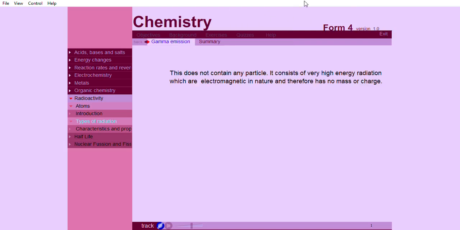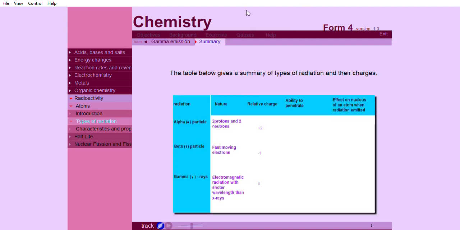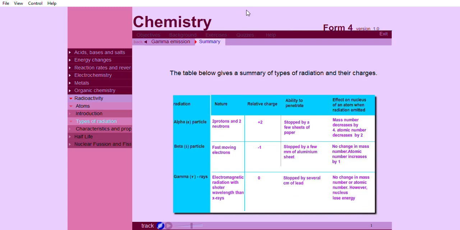Gamma radiation does not contain any particle. It consists of very high energy radiation, which is electromagnetic in nature and therefore has no mass or charge. The table below gives a summary of types of radiation and their charges.